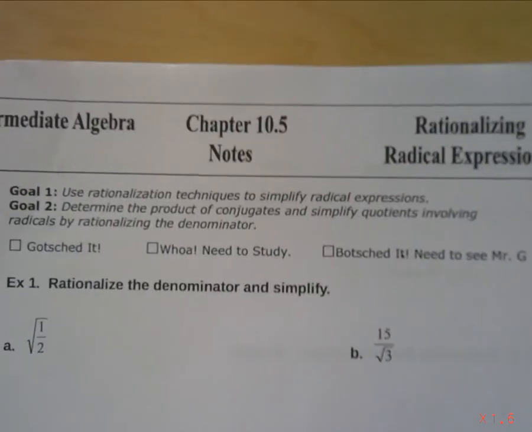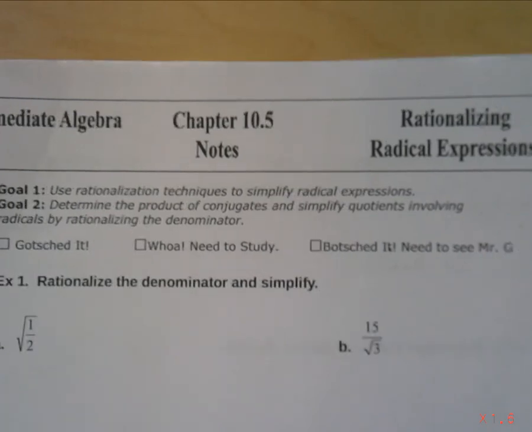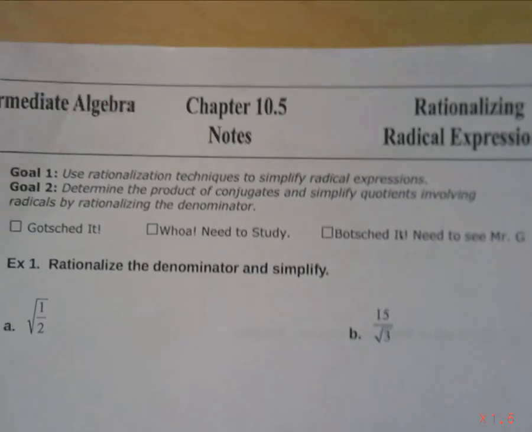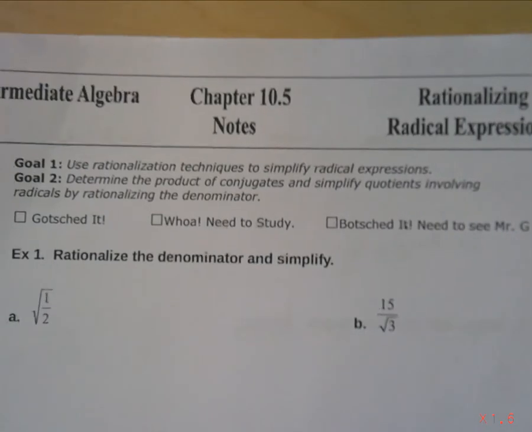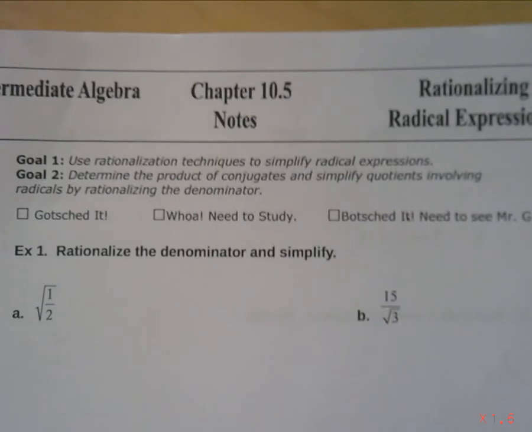So, ladies and gentlemen, today we're going to do chapter 10.5, Rationalizing Radical Expressions. You guys are excited, I know, right? So again, we're going to show you some rationalization techniques to simplify these things. Goal number 2: determine the product of a conjugate and simplify quotients involving radicals by rationalizing the denominator. I'll explain what that is on the back side.